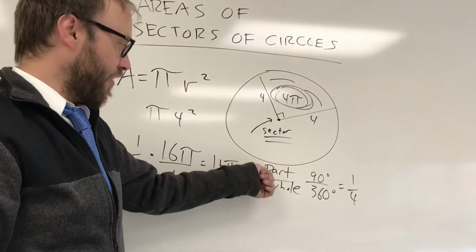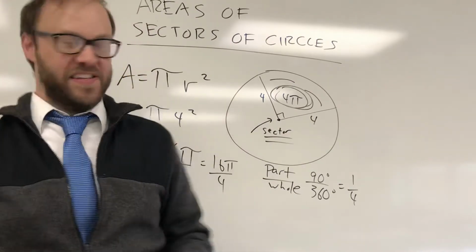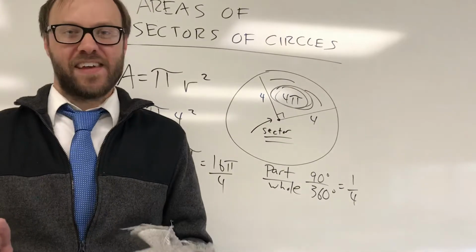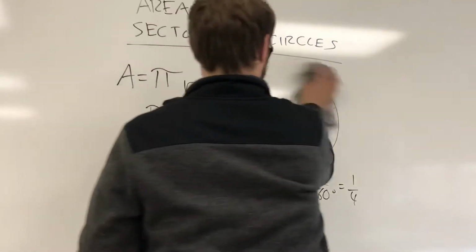So you can take the fractional part times the area, and you'll get the area of the sector, okay? Very straightforward. Now again, books will give you formulas and things, but I hope this is really pretty common sense, okay? Let's try another example.